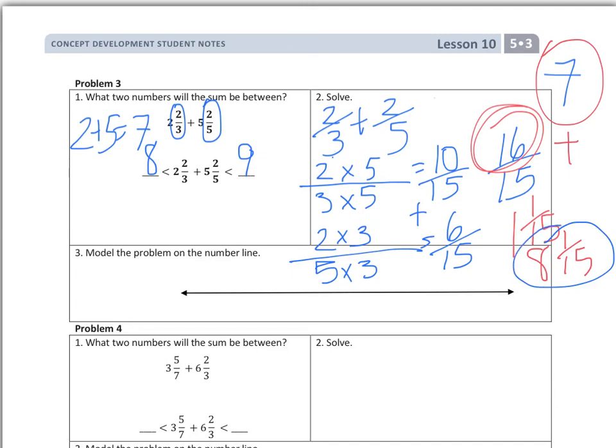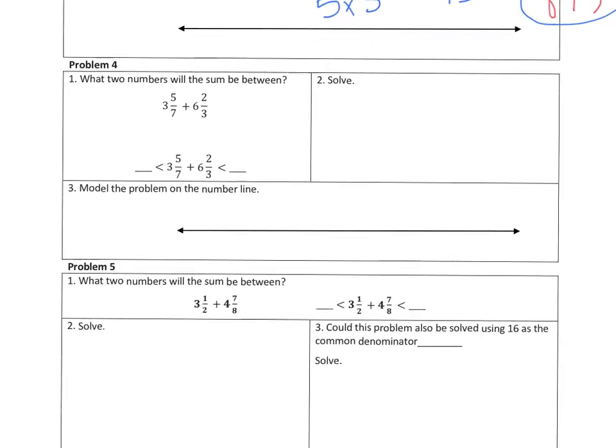All right, I'd like you to go ahead and write this problem out on the number line. And don't pause the video just yet. We're going to go through problems 3 and 4, and then you can raise your hand and I'll come check them both at the same time. So let's scroll down and take a look.